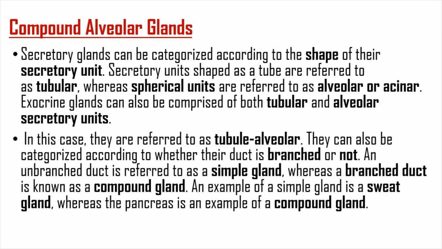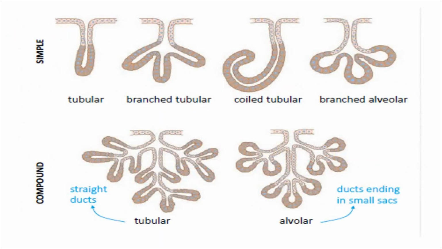They can also be categorized according to whether their duct is branched or not. An unbranched duct is referred to as a simple gland, whereas a branched duct is also known as a compound gland. An example of a simple gland is a sweat gland, whereas the pancreas is an example of a compound gland. So this is a schematic diagram that is showing us.